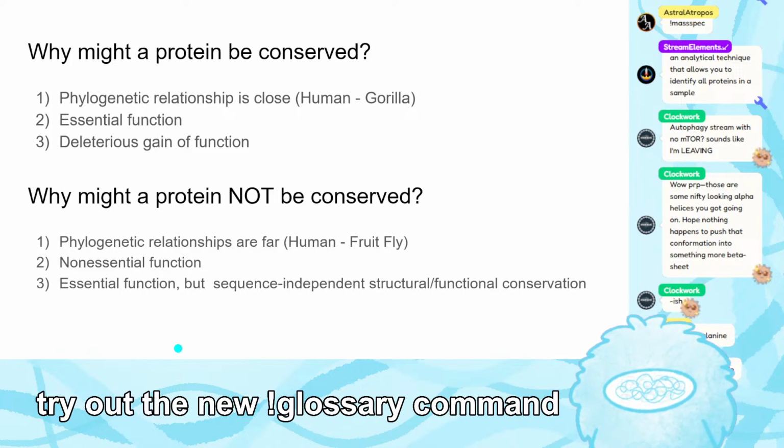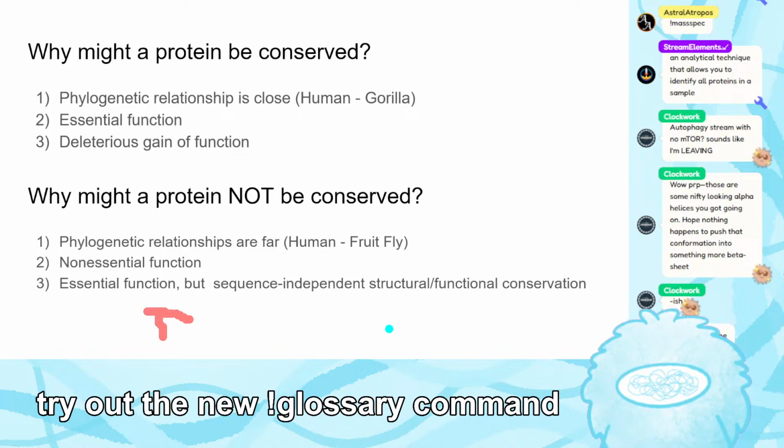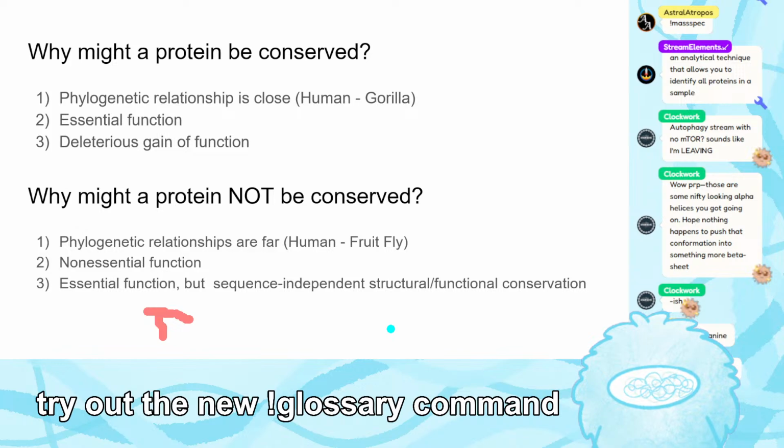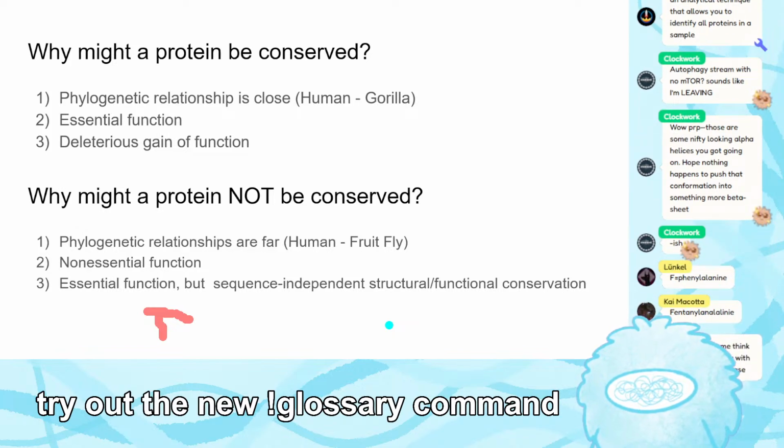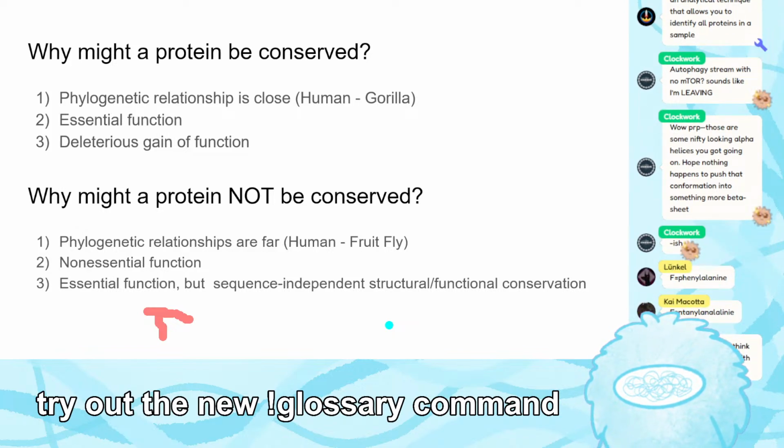Or a third category, which is a very nuanced take, is that maybe it does have some sort of essential function, but it is sequence-independent structural or functional conservation instead of sequence conservation, right? So proteins are strings of amino acids, and those amino acids will fold in a way that gives you a certain shape that's very useful, but you might not need those exact amino acids to form that same shape. So you might have conservation from a functional perspective, but not conservation from an information perspective, right? From an amino acid or gene level.